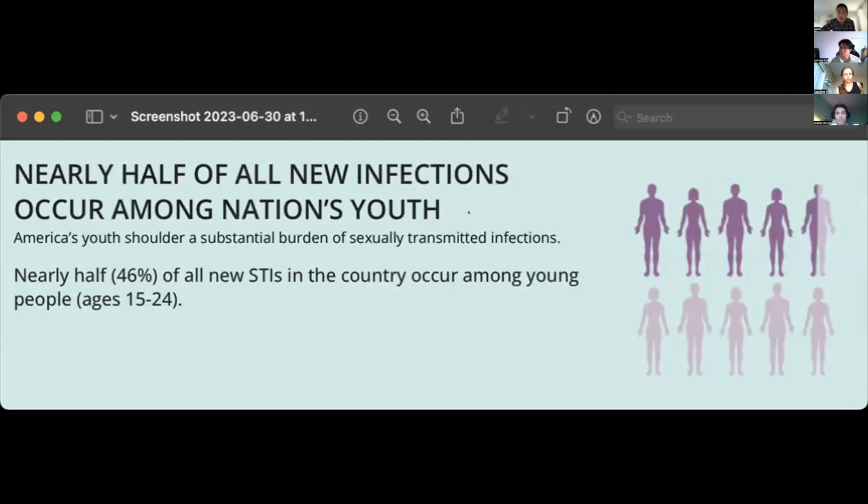From here, you'll be able to see that nearly half of all new infections being diagnosed are among the nation's youth. The age group for this is 15 to 24. With that in mind, obviously STDs do not discriminate against age or education. They can affect anyone, including college students like us. It's crucial to equip ourselves with knowledge so that we're able to make more informed decisions regarding our sexual health and well-being.